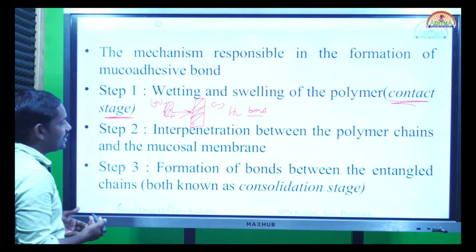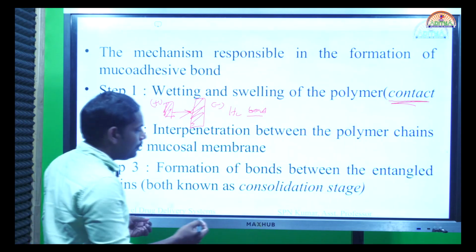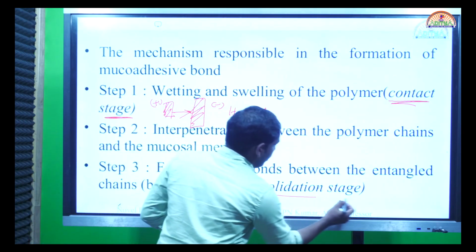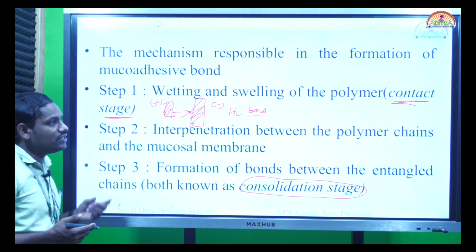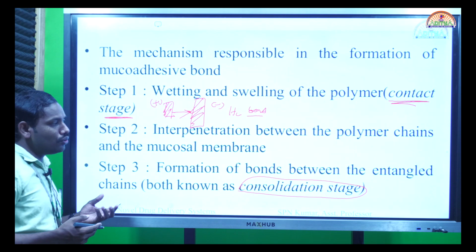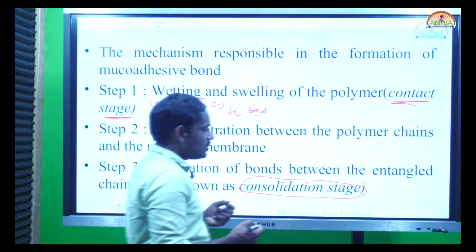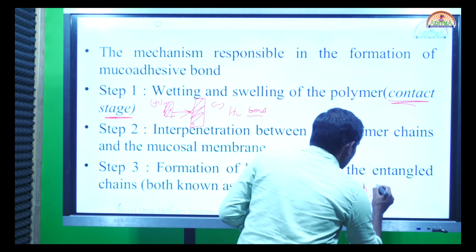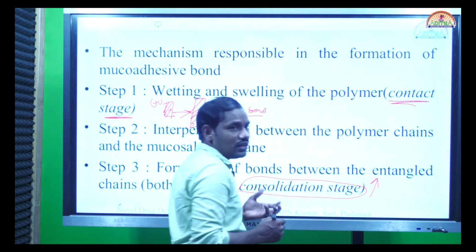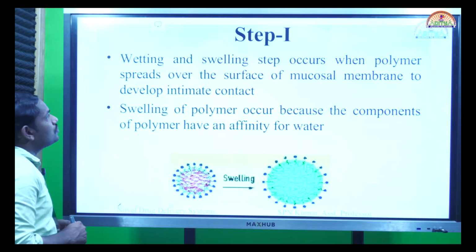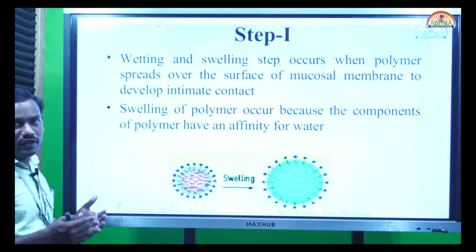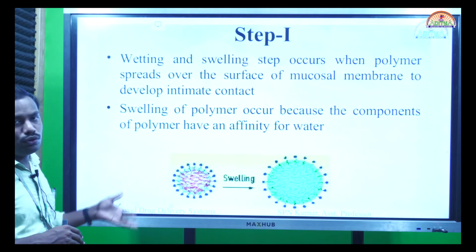That is the contact stage, after which they will become deeply interconnected with each other, which is called the consolidation stage. So there are two steps in the interaction: one is the contact stage, the next is the consolidation stage. The success of a mucoadhesive drug delivery depends on this consolidation stage. The higher the consolidation, the higher the interaction between the drug and skin. So whatever we have learnt in theory, let us see through some illustration.